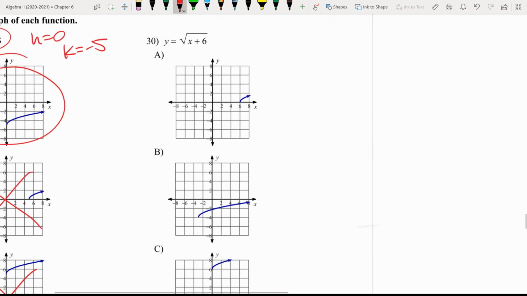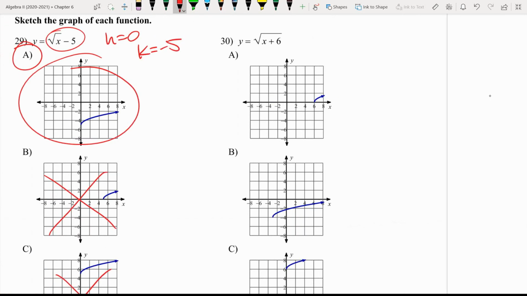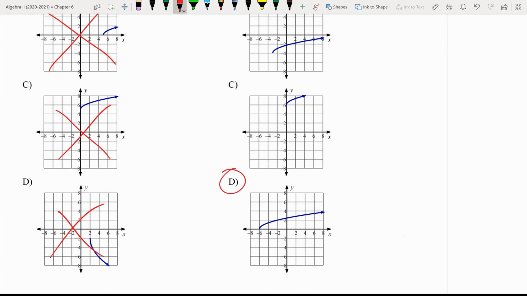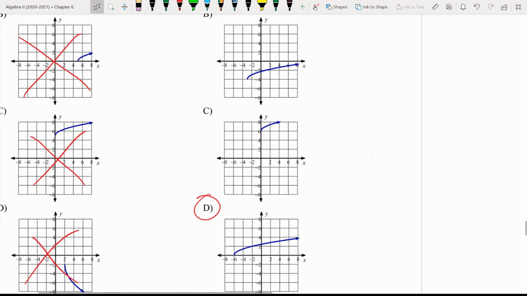This one over here, it says the plus k on the outside is 0. So my h is negative 6, comma 0. So I'm looking for a starting place of negative 6, 0, which is only this last one, D. That's the only one that starts down at negative 6, 0.